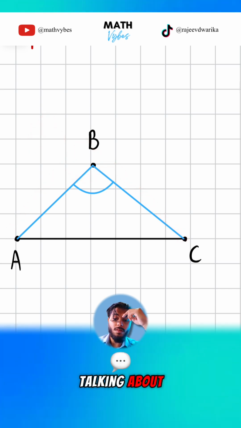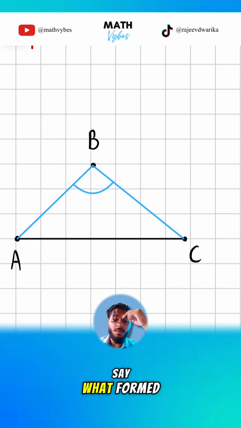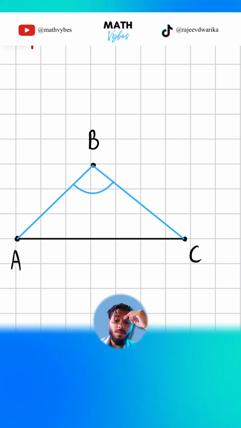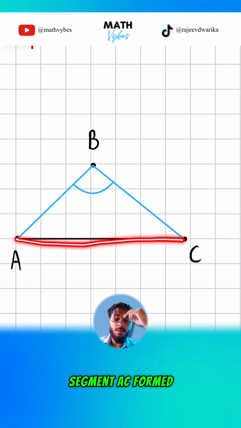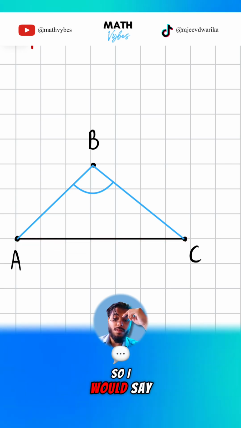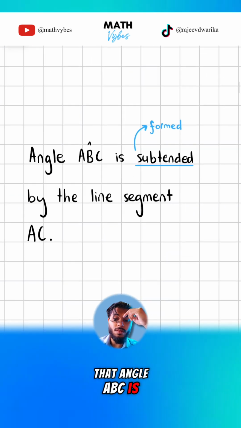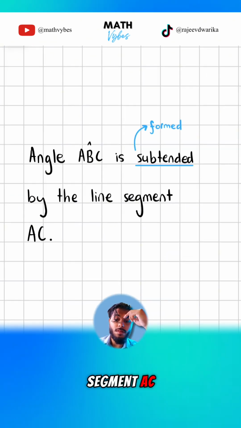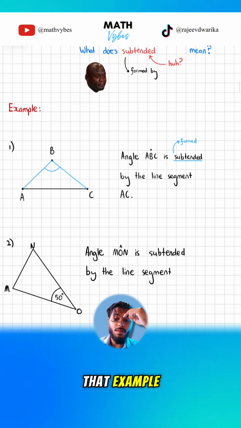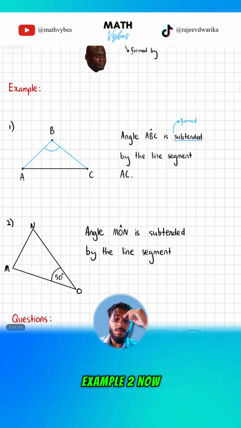So back to where we were. If you had to say what formed that angle, well, the line segment AC formed the angle. So I would say that angle ABC is formed by the line segment AC. And formed means the same thing as subtended. So I hope you understood that example. Let's look at example 2 now.